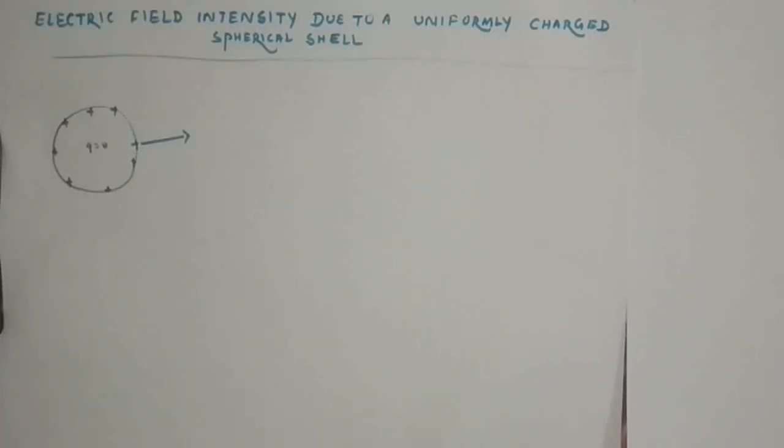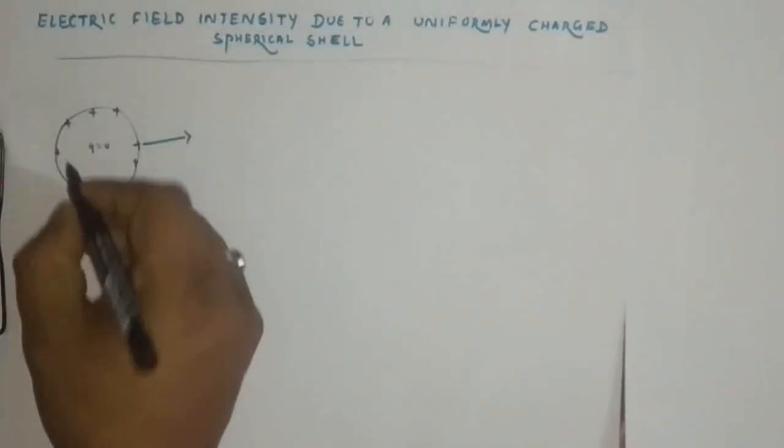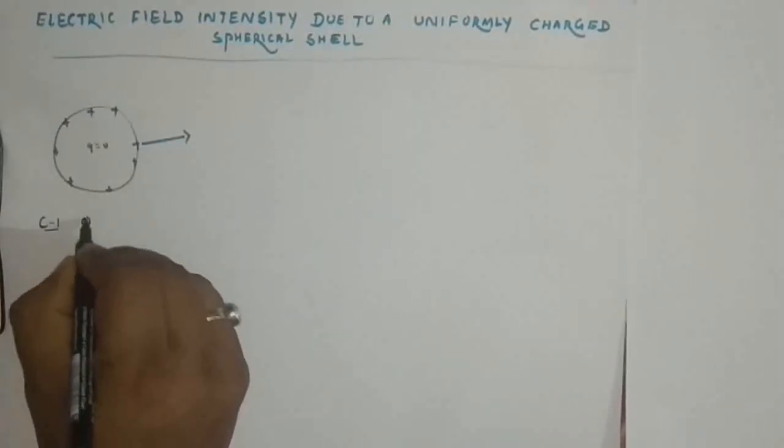Now what do I have to do? Gaussian surface. How can I draw the Gaussian surface? Obviously, very simple thing. Here I will get three cases: on the sphere, outside the sphere, and inside the sphere. Let us go for case 1, outside.